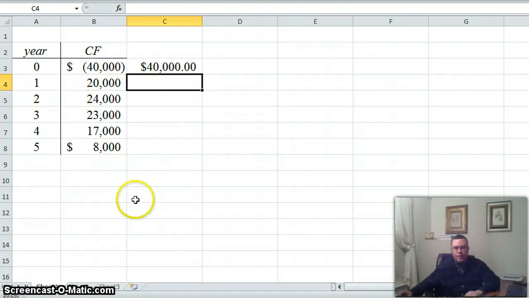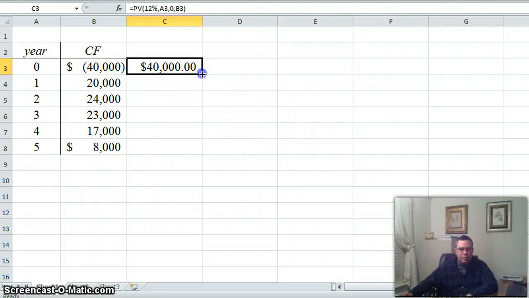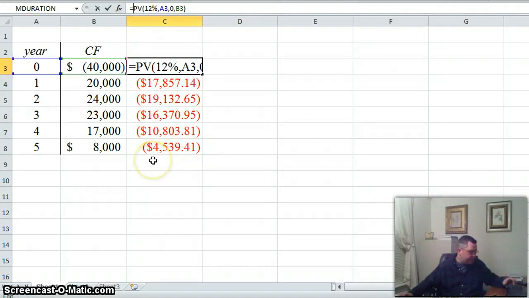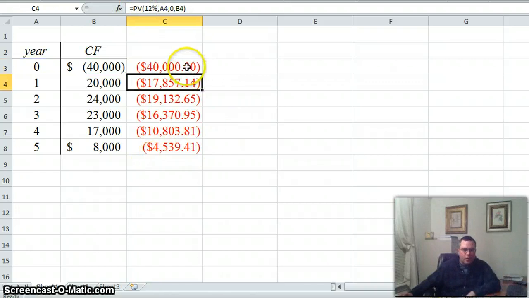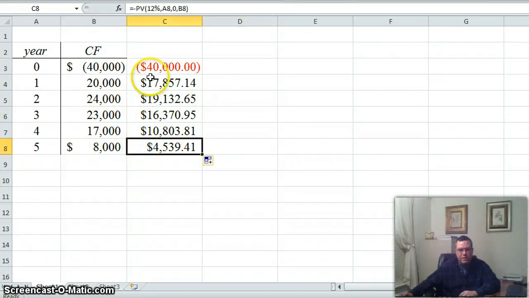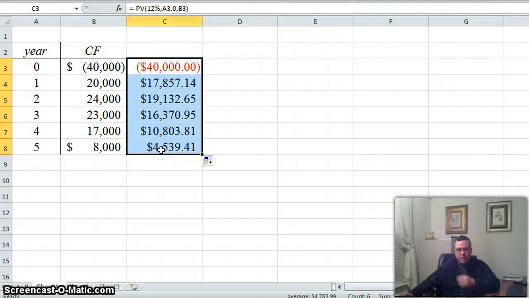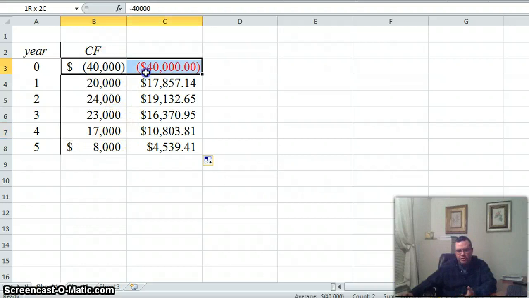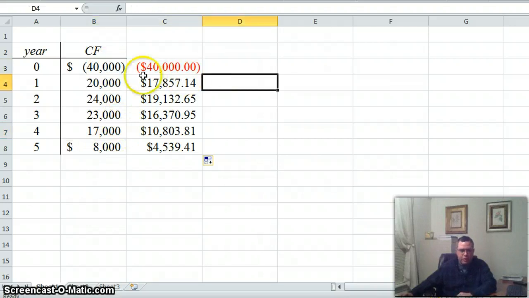Hit enter. And it converts, and I'll copy it down. And I actually want to put a negative in front of this, because it automatically flips the cash flow. That puts it in the same sign as the one we started with. But all this column is, is the present value of each of these cash flows. So they're all smaller, except for the one in year 0, because it's already in year 0. So it didn't have to discount anything, so it kept it at 40,000.